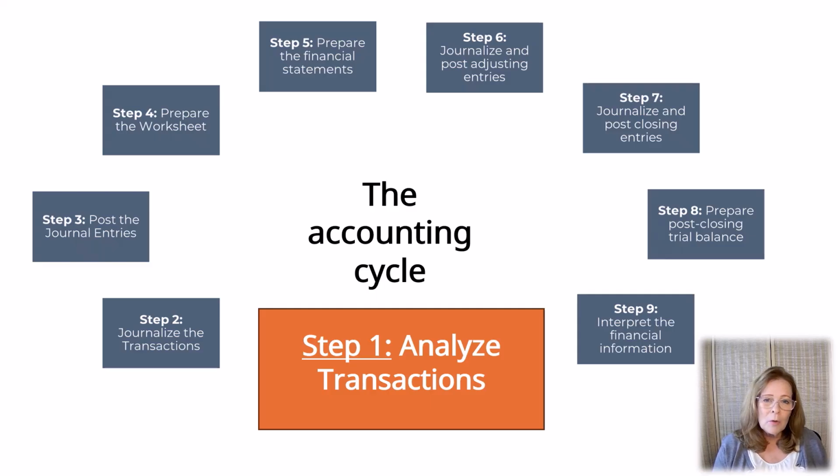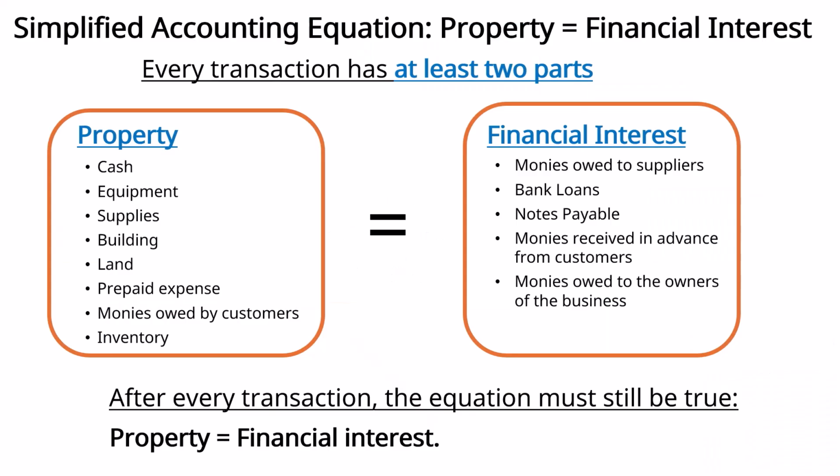We'll start slow, and at the beginning of our analysis, we will use a simplified version of the fundamental accounting equation. Property equals financial interest. The simplified accounting equation basically states that the property of the company is equal to the financial interest in the business. First, though, let's clarify what is property and what is financial interest.